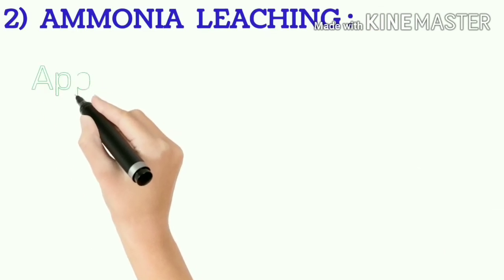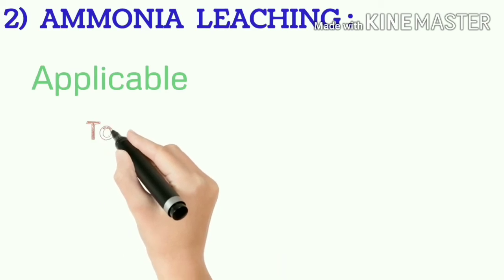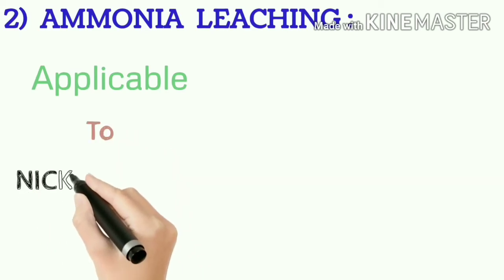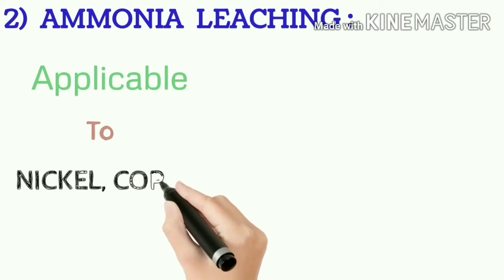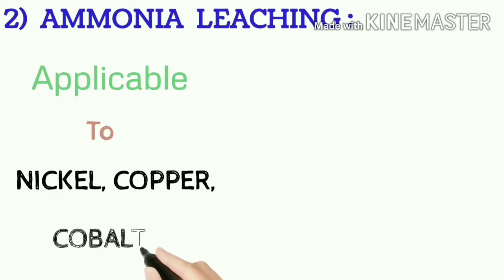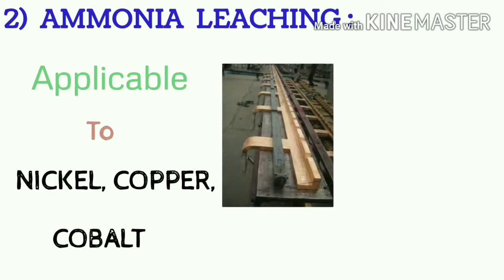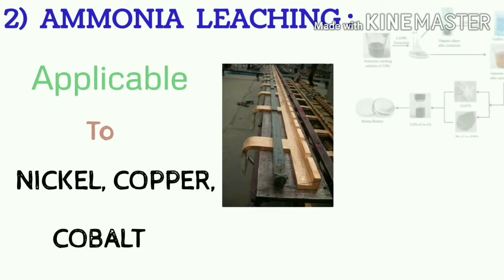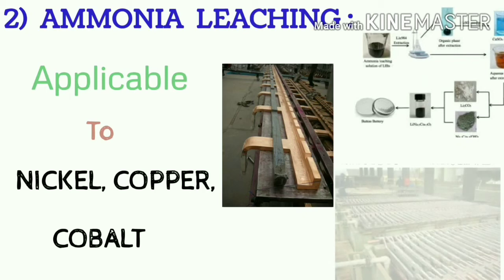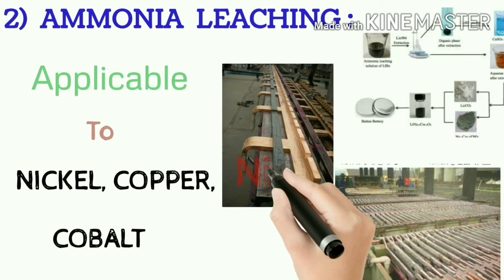Let's see the second method of leaching, ammonia leaching. It is applicable to ores of nickel, copper and cobalt. In ammonia leaching, the solvent we use is aqueous ammonia. The aqueous ammonia selectively leaches these metals, so that term is very important. On leaching, the product we get is a soluble complex of nickel, copper and cobalt.